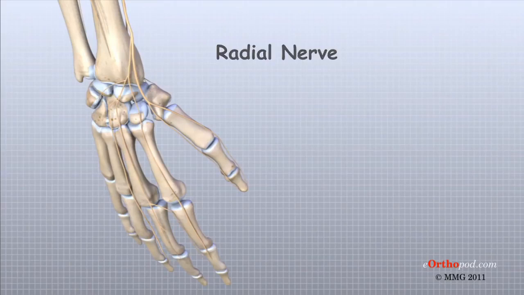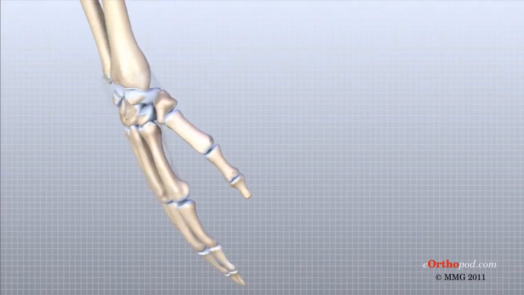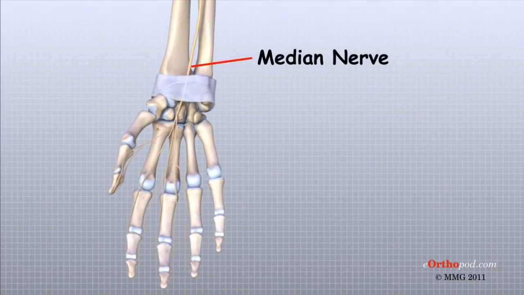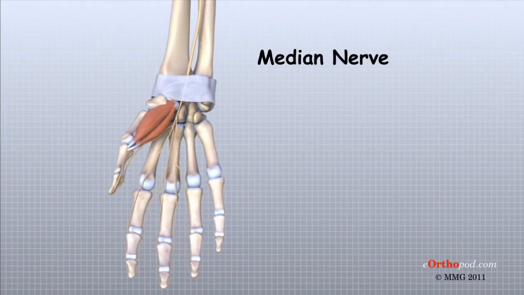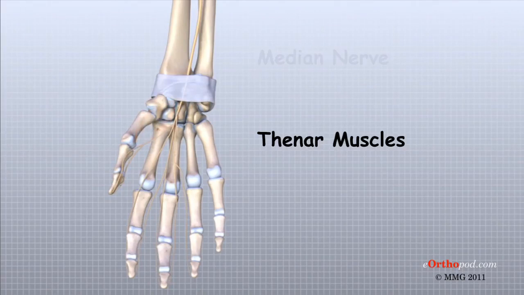The median nerve travels through a tunnel within the wrist called the carpal tunnel. This nerve gives sensation to the thumb, index finger, long finger, and half of the ring finger. It also sends a nerve branch to control the thenar muscles of the thumb. The thenar muscles help move the thumb and let you touch the pad of your thumb to the tips of each finger on the same hand, a motion called opposition.